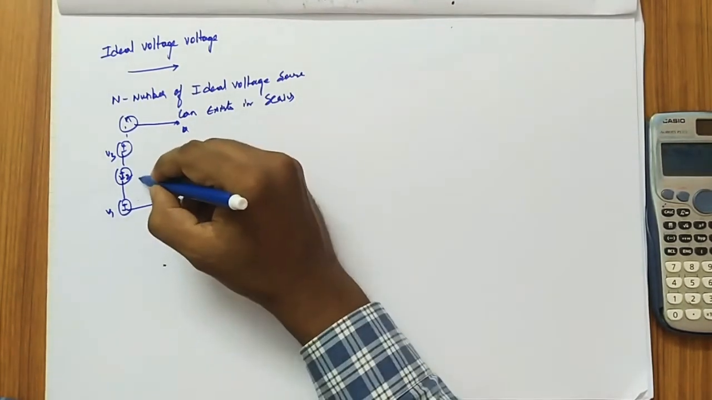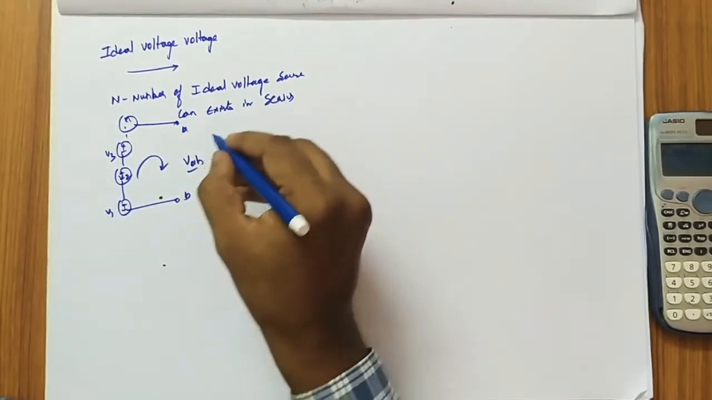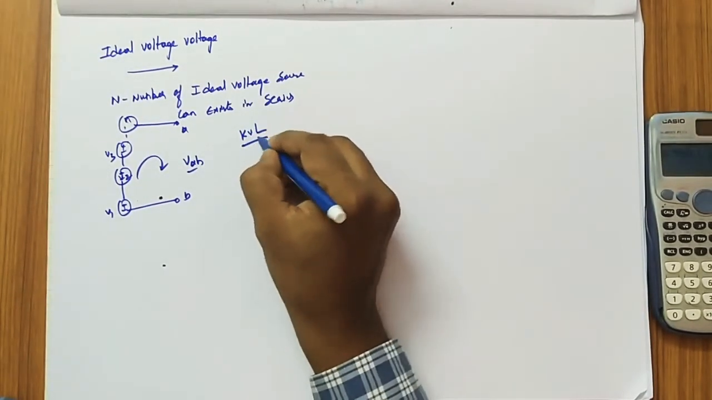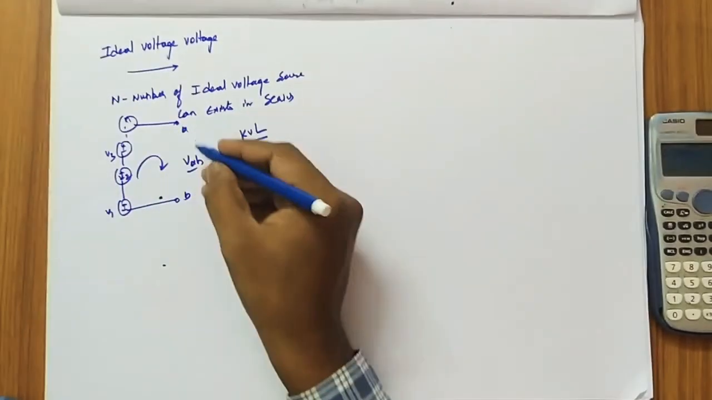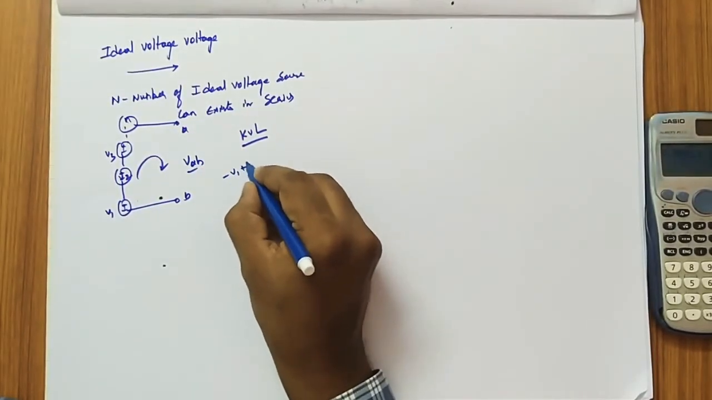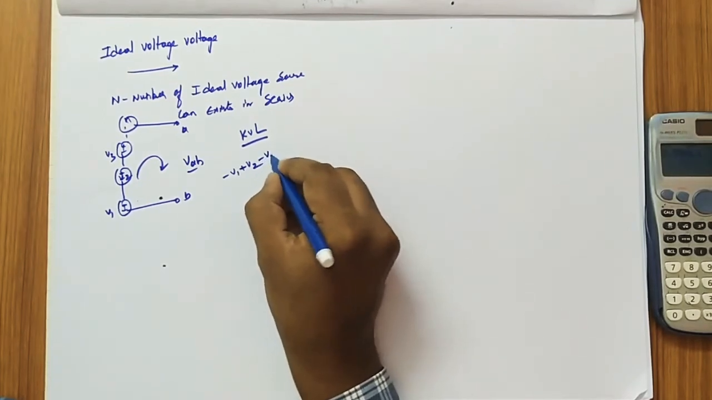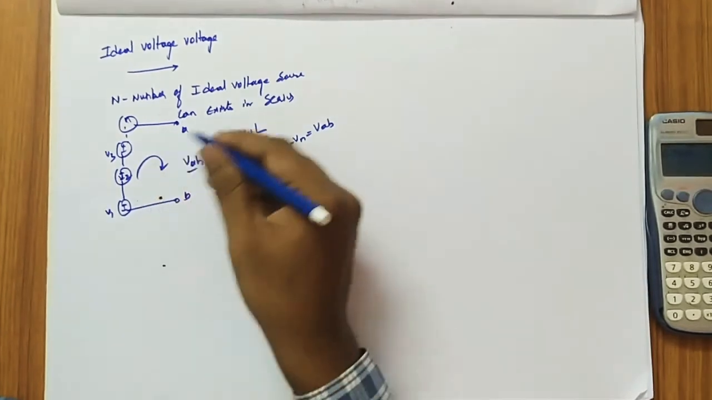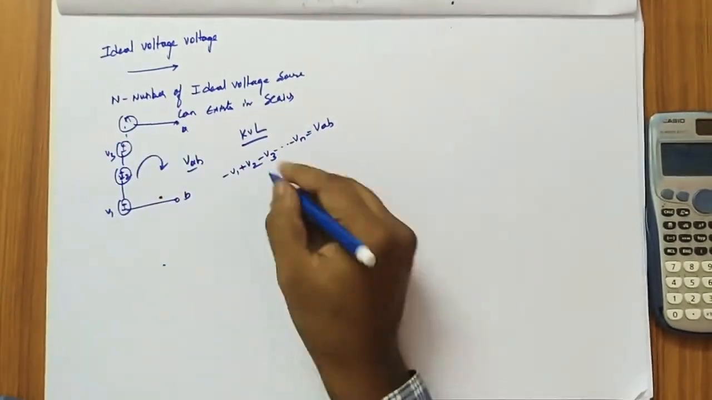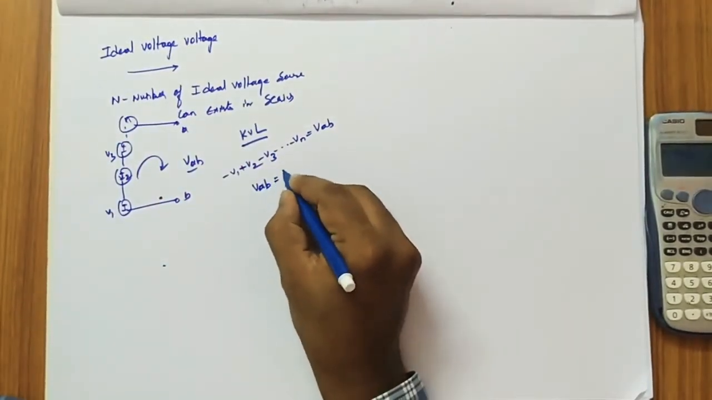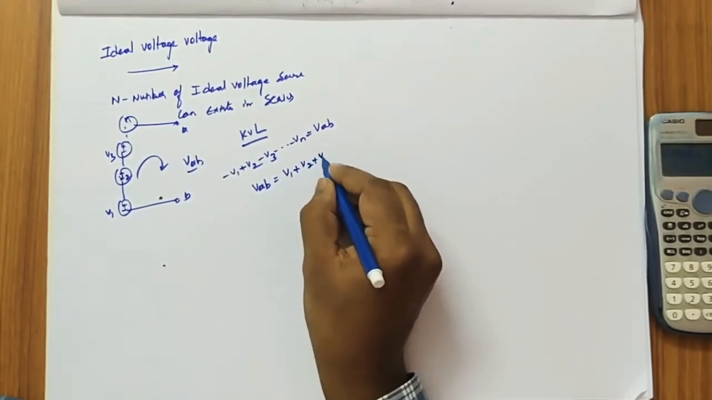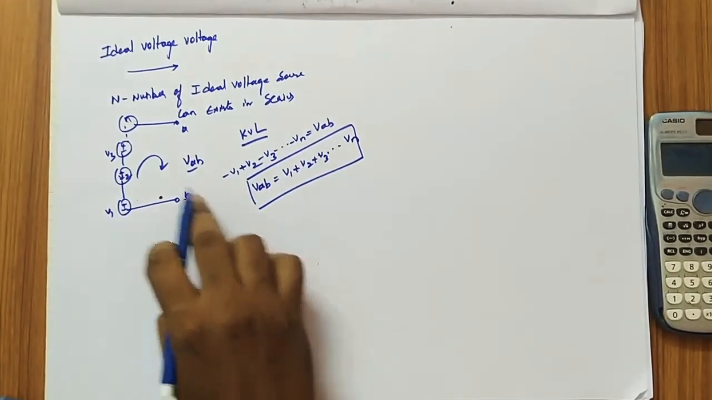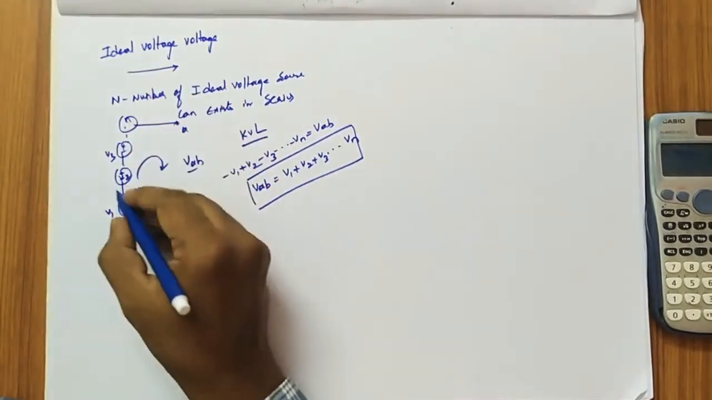So here there will be a satisfaction of KVL. Whenever you apply Kirchhoff's voltage law, that is, the algebraic sum of the voltages in a loop, that is minus V1 minus V2 minus V3 up to minus Vn, plus VAB equals 0. That means the complete voltage will be equal to VAB, that is V1 plus V2 plus V3 and so on up to Vn.